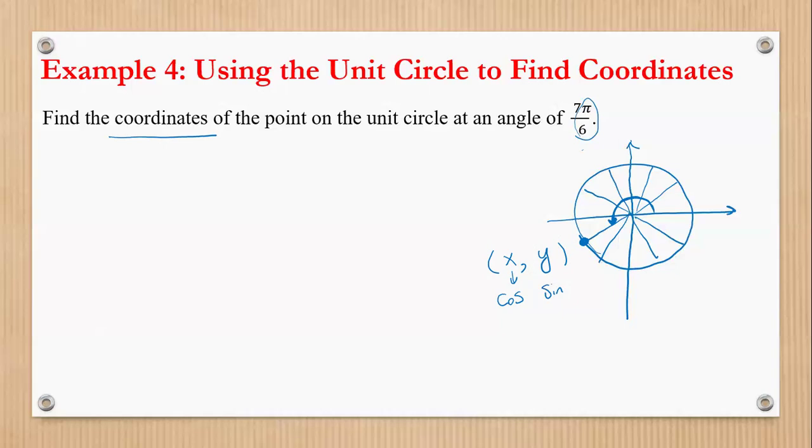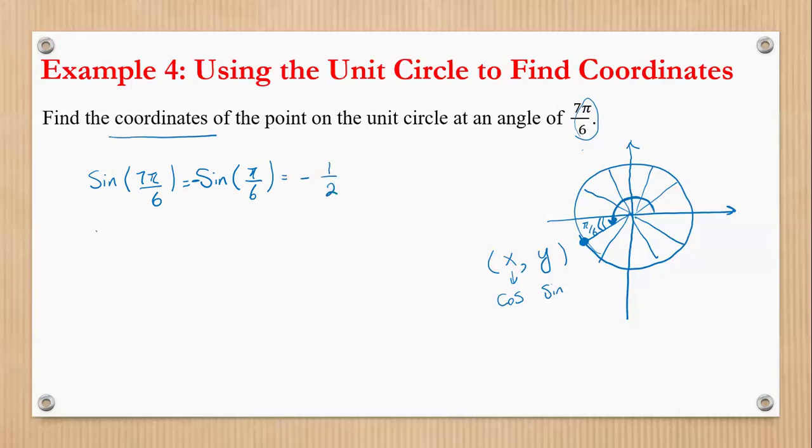The reference angle in this example is pi over 6. So you say that the sine of 7 pi over 6 is the same as the sine of pi over 6, but since it's in the third quadrant, the sign is negative. So the answer is negative 1/2.